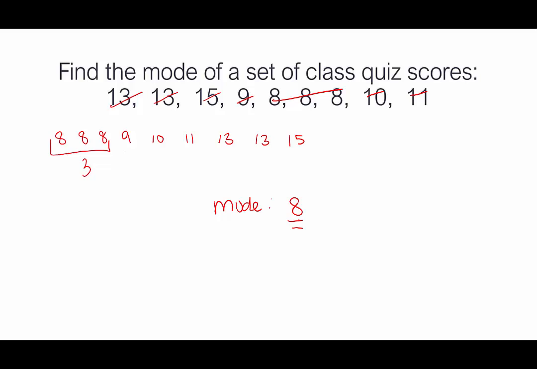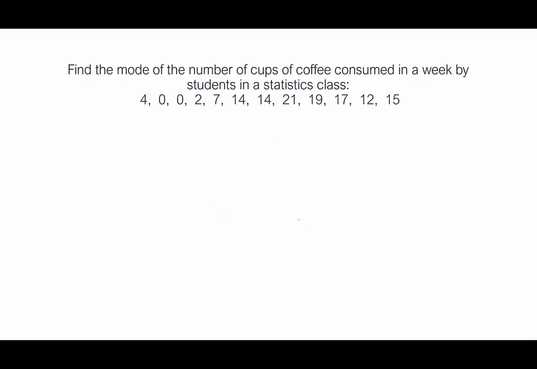It's the data value. It's not the number of times it appears. That's called the frequency. It's the value that's in the data set. So the mode is 8.